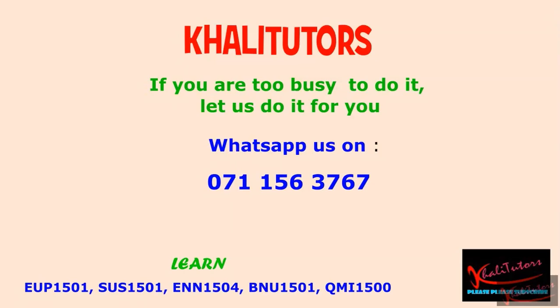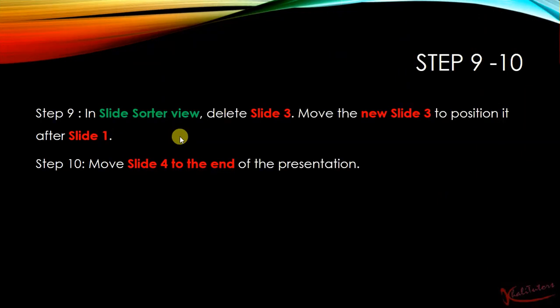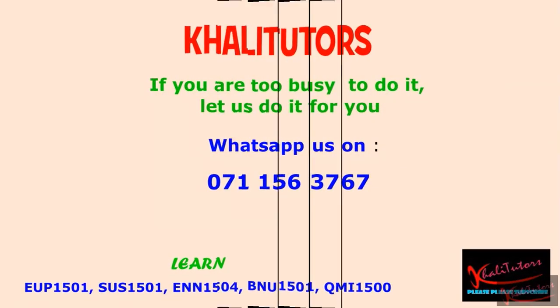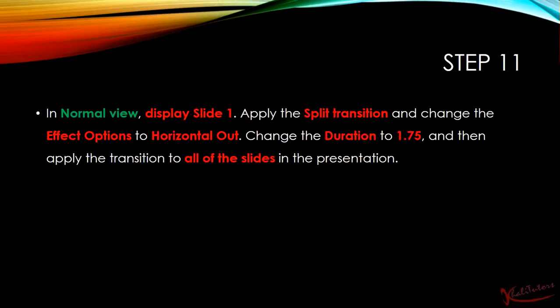So without wasting any more of your time, let us move on and read the instructions. We've already done step number 9 and step number 10, and now we're moving to step number 11. In step number 11, they say in normal view, display slide 1, apply the split transition and change the effects option to horizontally out. Change the duration to 1.75 and then apply the transition to all of the slides in the presentation.